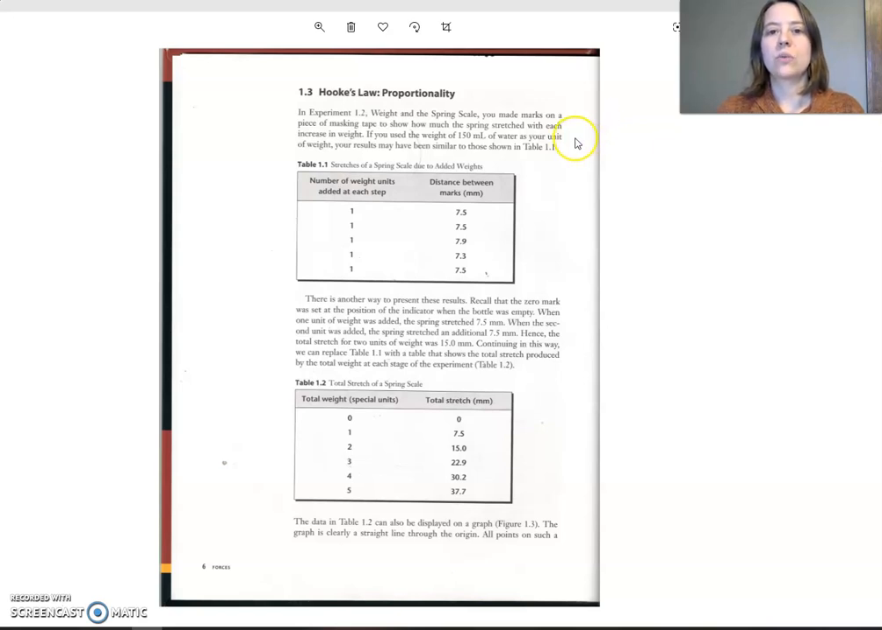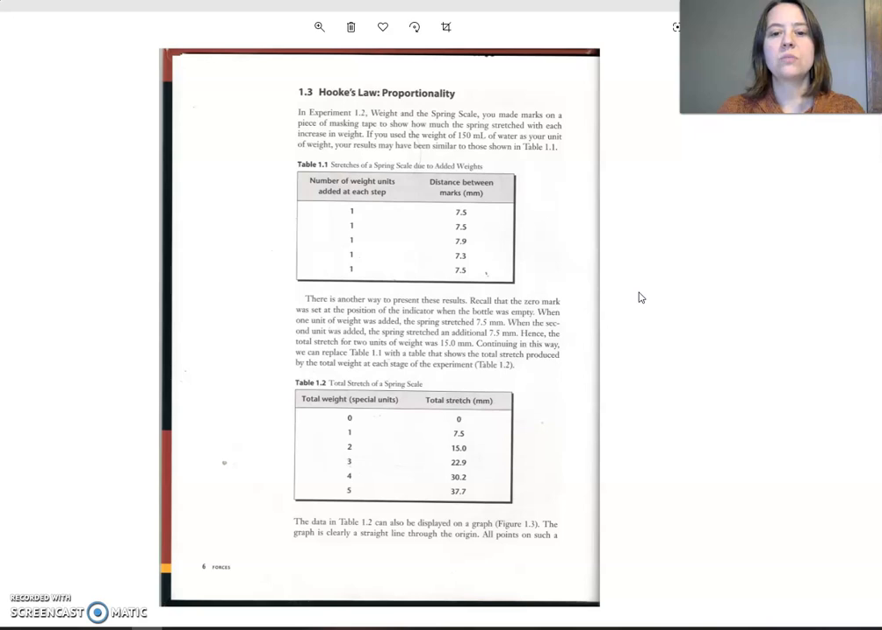If you use the weight of 150 milliliters of water as your unit of weight, your results would have been similar to those in this table, which shows the number of weight units added to each step. Each time you added 150 milliliters of water, our spring would stretch 7.5 millimeters.